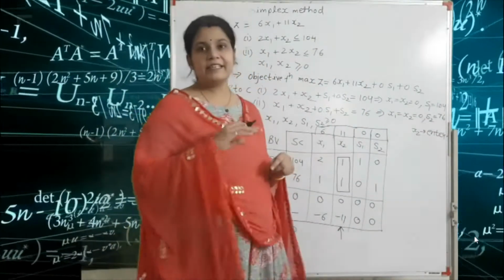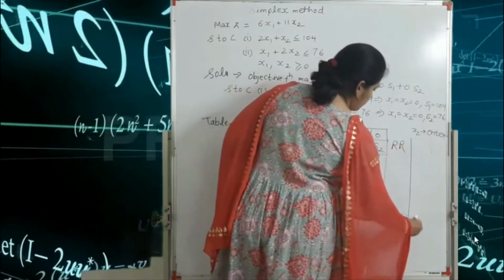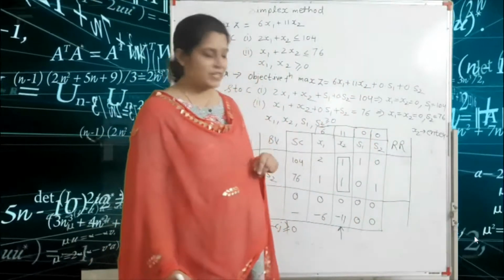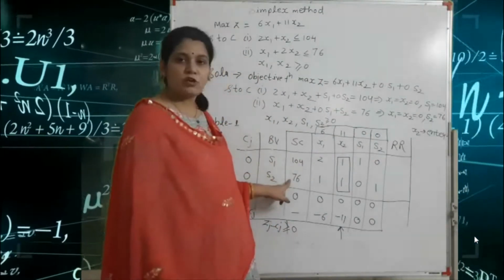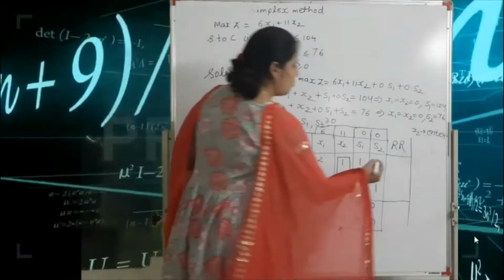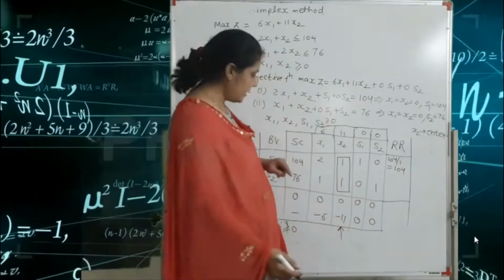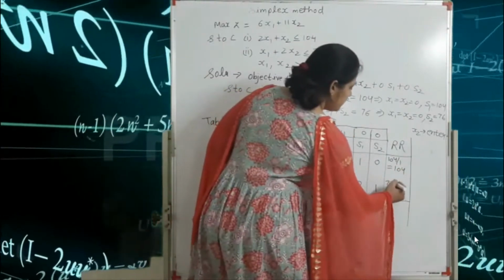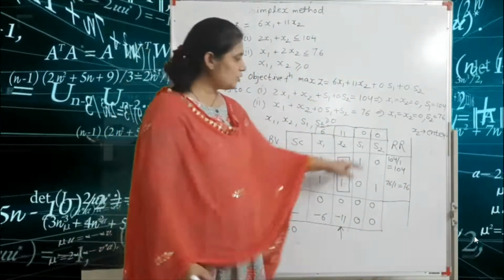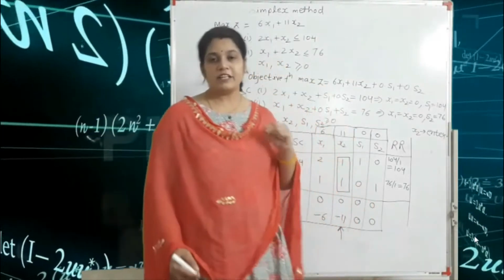If one variable is enter, then the second variable is leave. For finding the leave variable, we write here the replacement ratio. What is the process for finding the replacement ratio? Your solution constant divided by the key column. So 104 divided by 1 is equal to 104, and 76 divided by 1 is equal to 76.